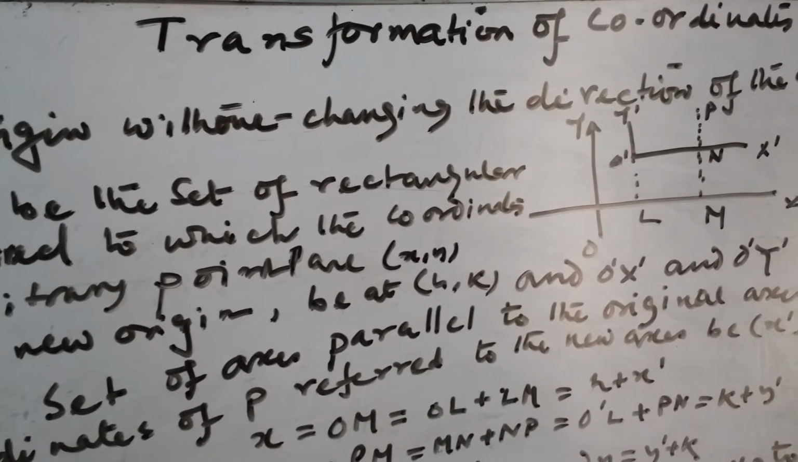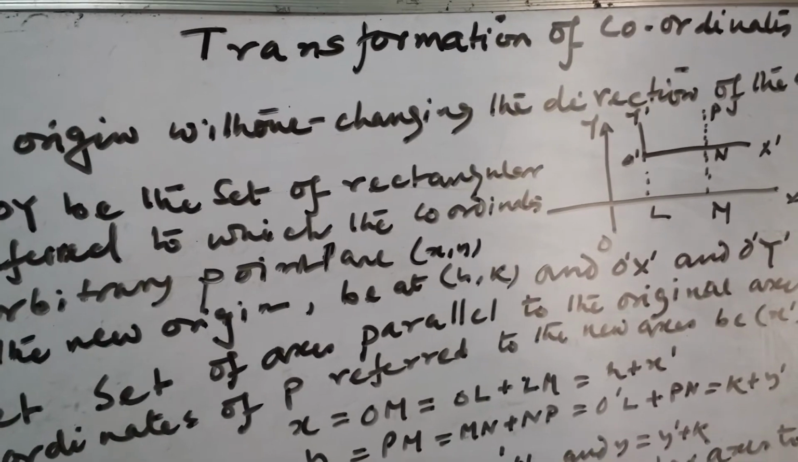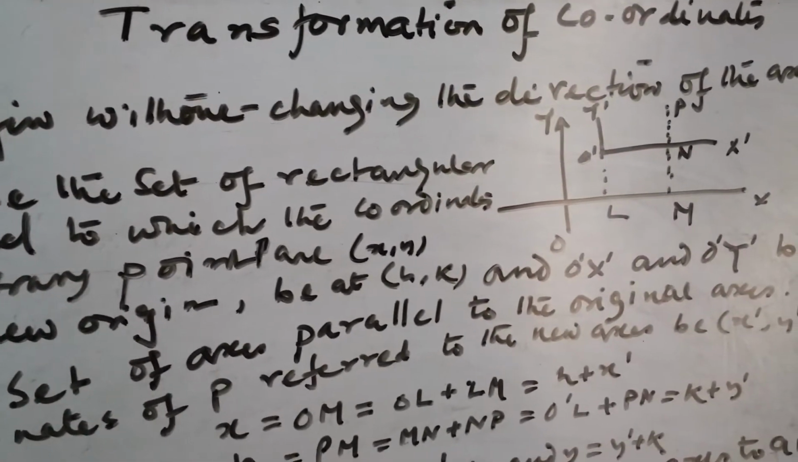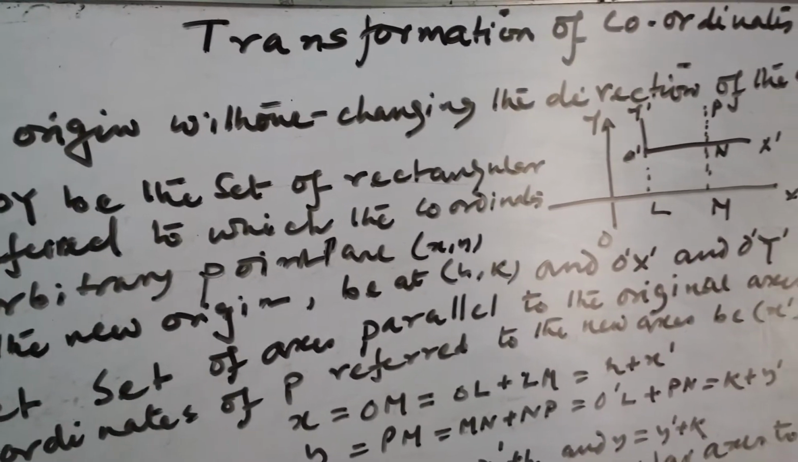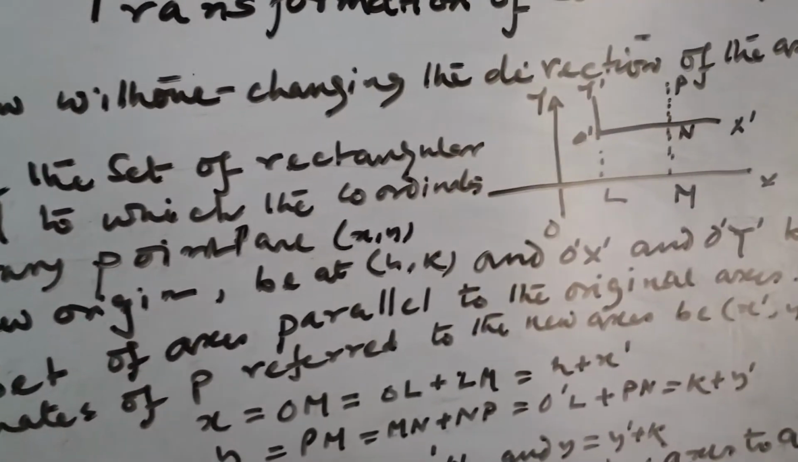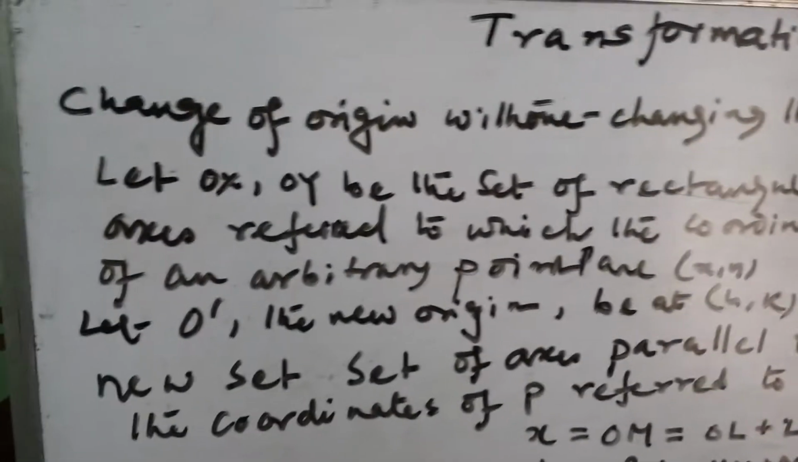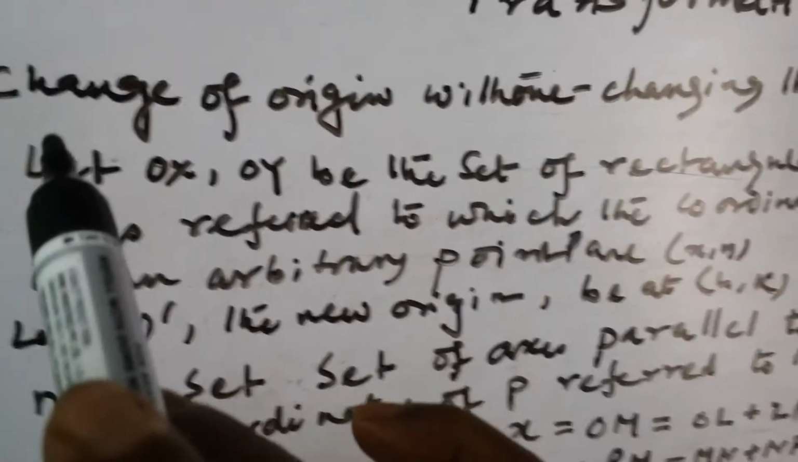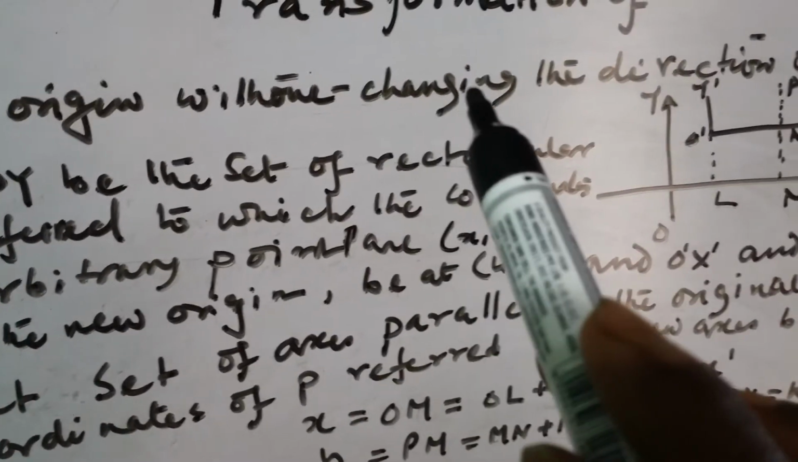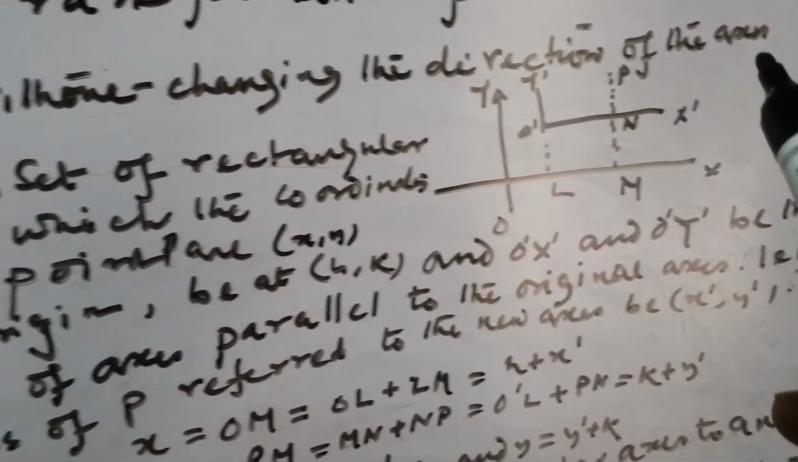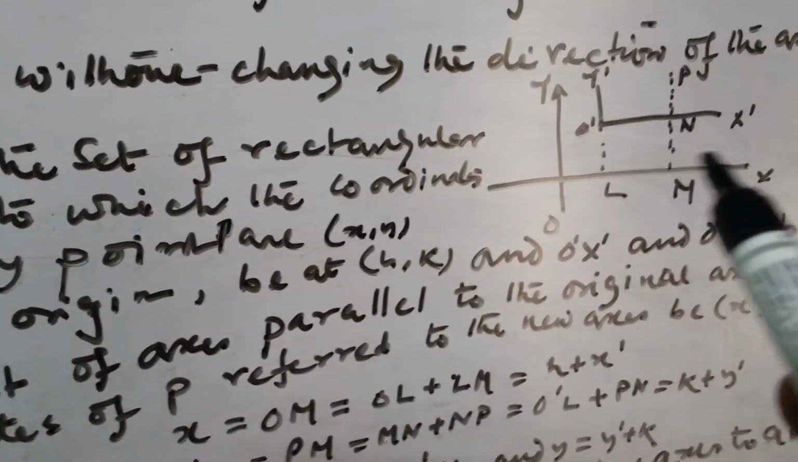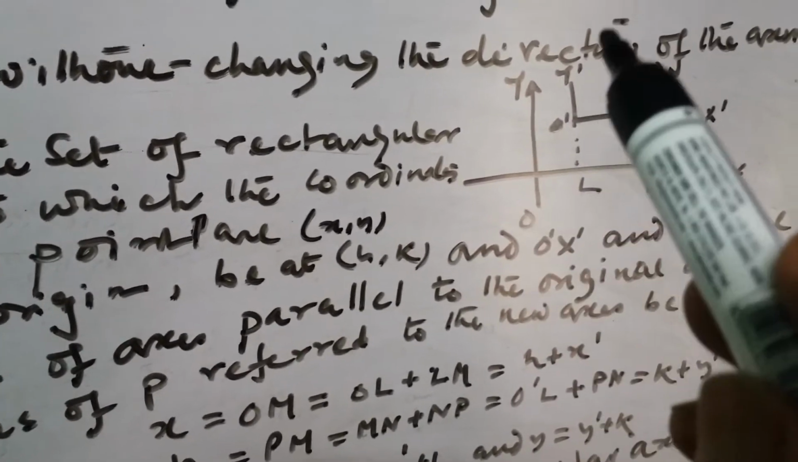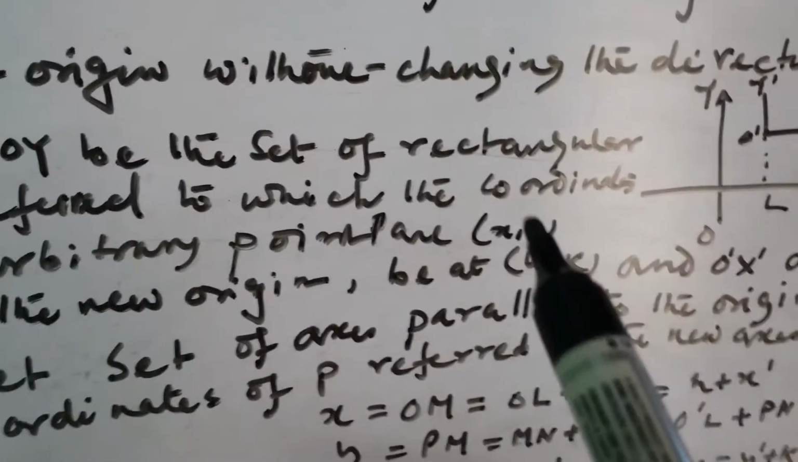Today I am teaching a valuable chapter of coordinate geometry, transformation of coordinates. Transformation of coordinates: change the origin without changing the direction of the axes. The direction of the axes does not change, only the origin changes.